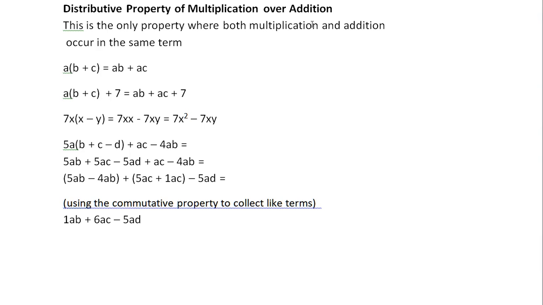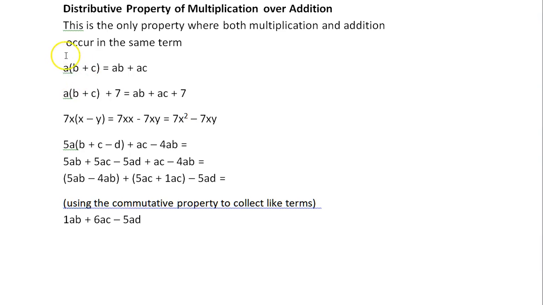And this is the only property that we use both multiplication and addition in the same expression. What we're doing is we're multiplying things out so that things that are inside the parentheses are going to be multiplied by a specific number. Now, the big thing to keep in mind is that it's only multiplying the stuff that's inside the parentheses, and it multiplies all the stuff that's in the parentheses. Those are the two big mistakes that I see people make.